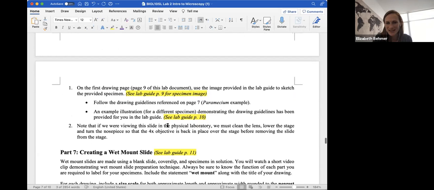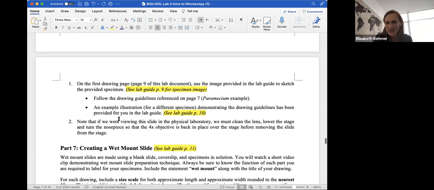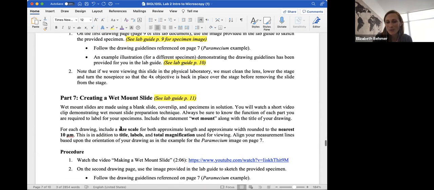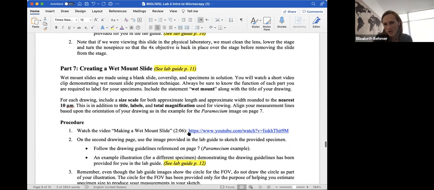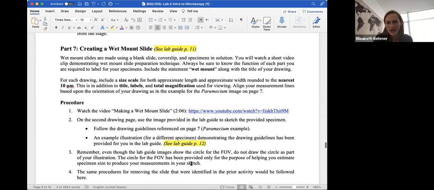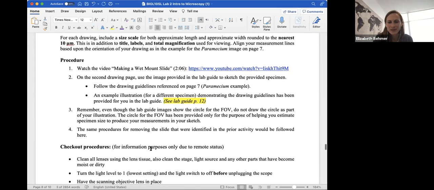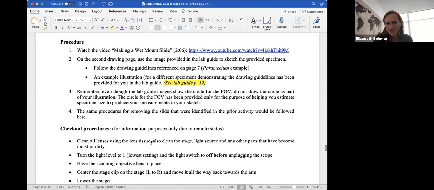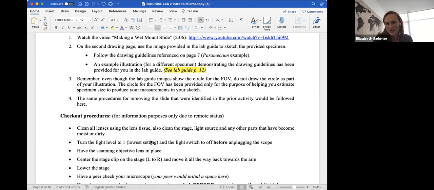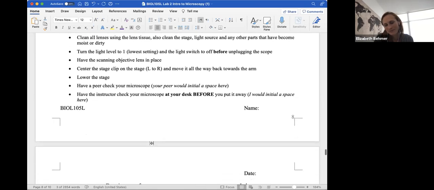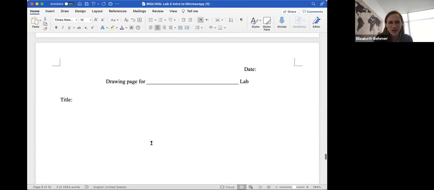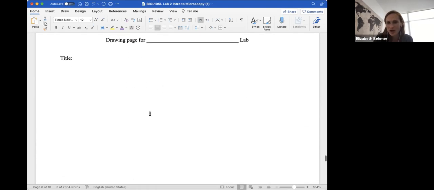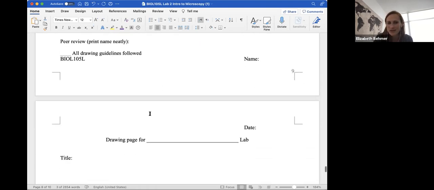Viewing the prepared slide, we kind of talked about this already. Creating a wet mount slide, you'll watch this video on how to create a wet mount slide. You look at those examples, which I showed you in the lab guide. The checkout procedures, these are just more for informational purposes. If we were together in person, you would do the checkout. And this is the drawing page where you would draw those example specimens.